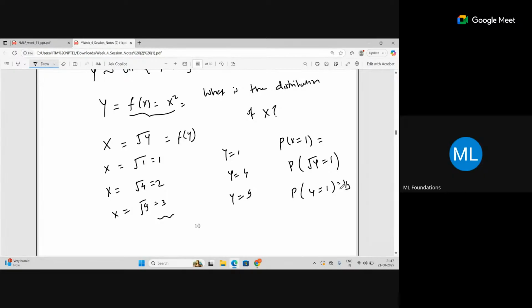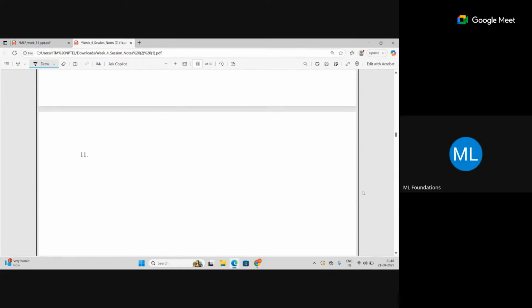Let's say in this case, if I know the distribution of x, can I find out the distribution of y? Yes, right? And if I know the distribution of y, can I find out the distribution of x? That also is possible, right? So this is called a transformation of a single random variable. Generally we call it a function of a random variable, but this is a transformation of a single random variable.